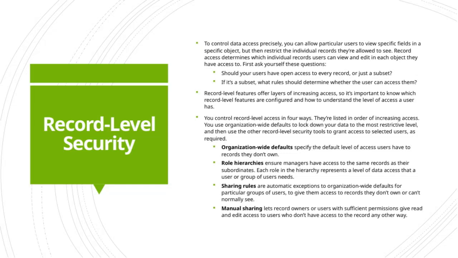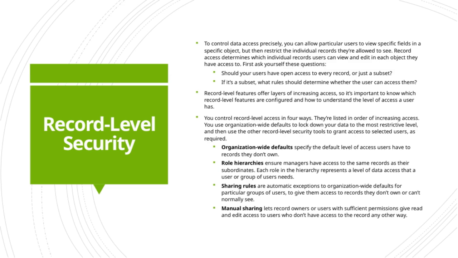Now, to control data access precisely, you can allow specific users to view particular fields within an object, but then also restrict the individual records they're permitted to see. Record access determines which specific records a user can view or edit within each object they have access to. First, it's important to ask yourself some key questions. Should your users have open access to every record, or just a subset? If it's a subset, what rules should determine whether they can access those records?